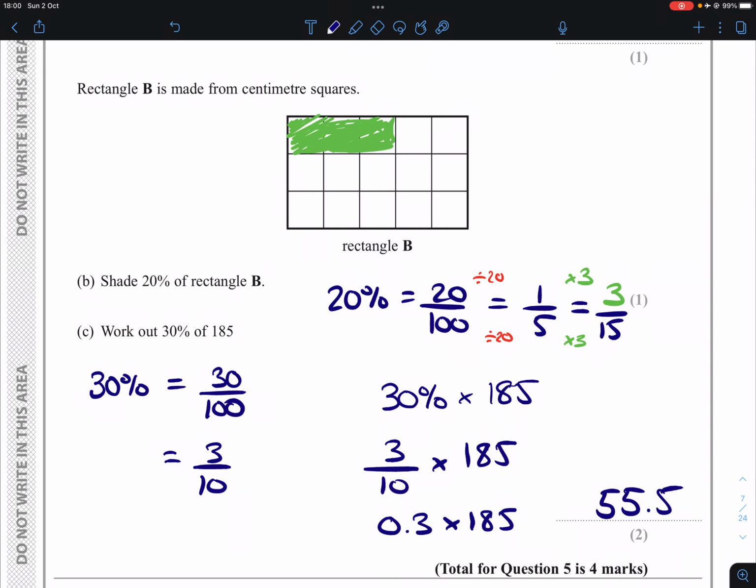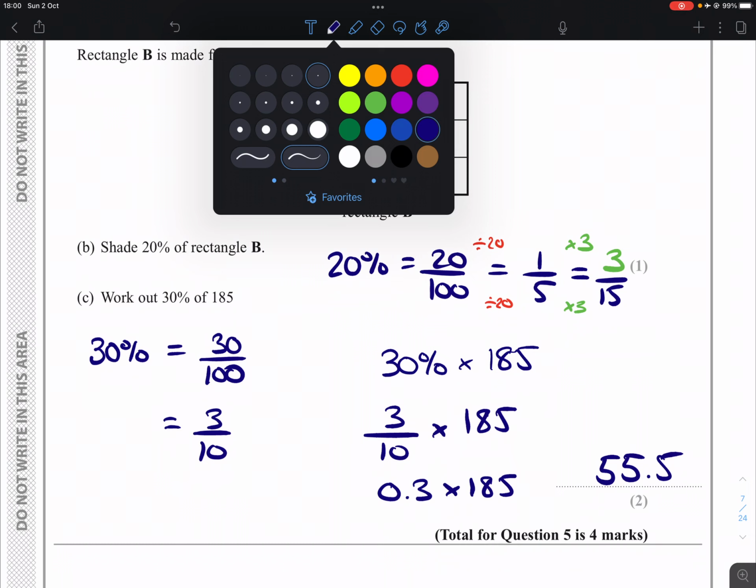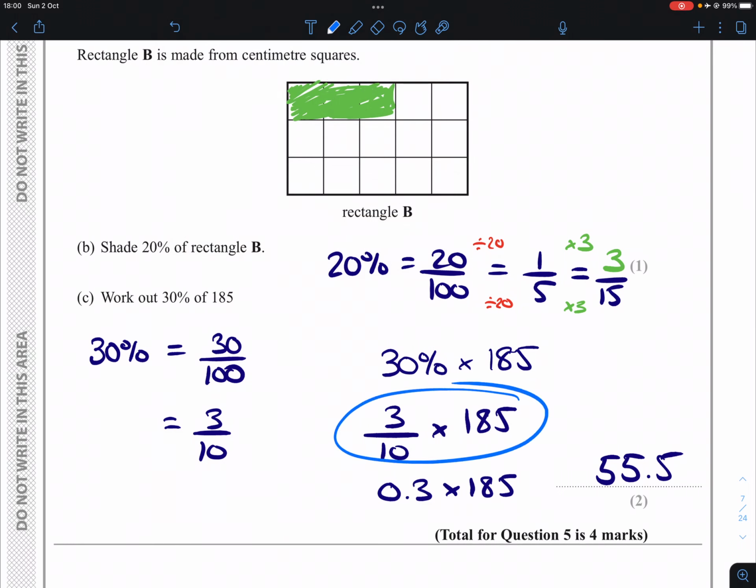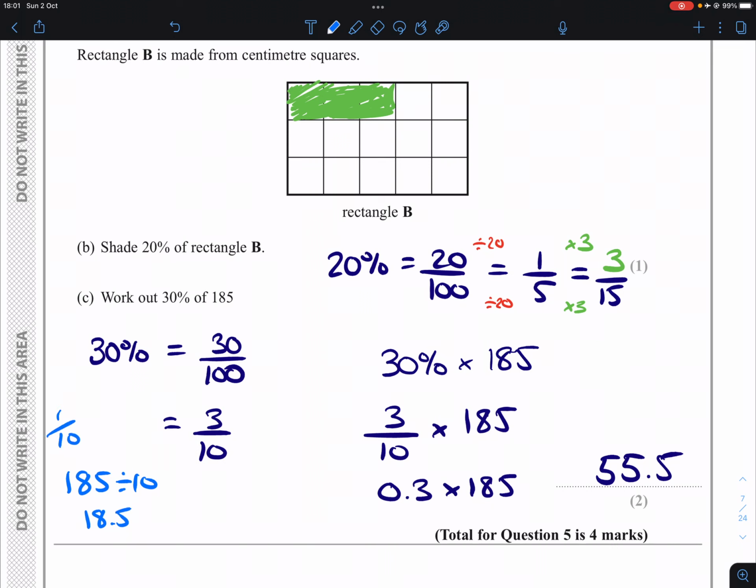and that will give you 55.5. You could, of course, do 3/10, we'll call it the old-fashioned non-calculator method. You could first of all divide 185 by 10 to get 18.5. That's finding 1/10. And then in order to get 3/10, you multiply it by 3. Either way, 55.5 is your answer. Done.